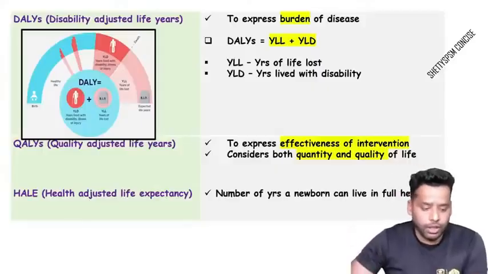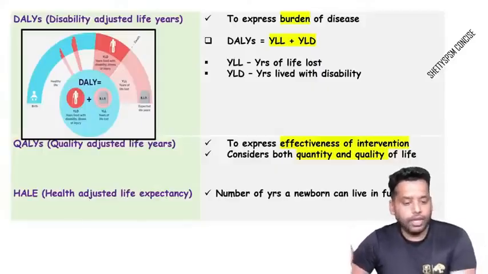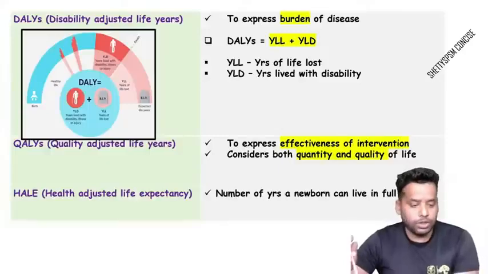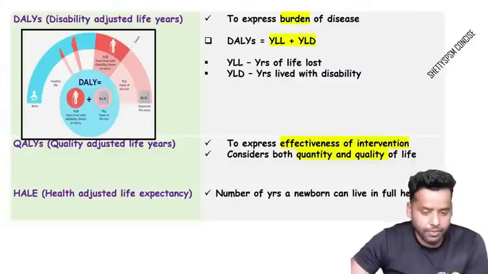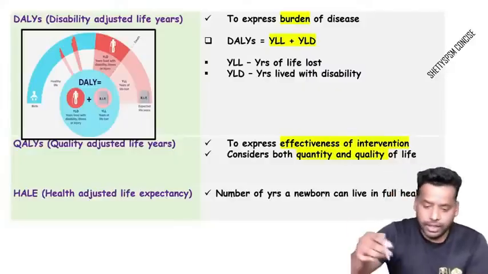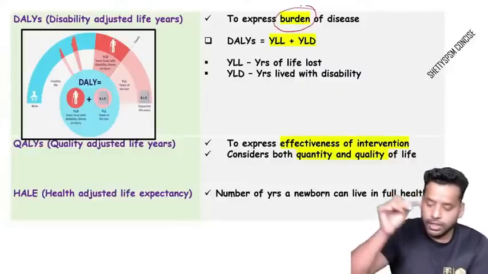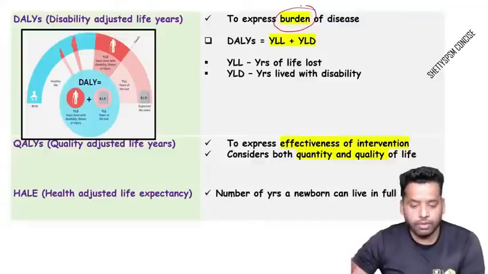Underline the next word. 1, 2, 3. Very important. DALYs: Disability Adjusted Life Years. What is the use of this indicator? Burden of disease. Very important.